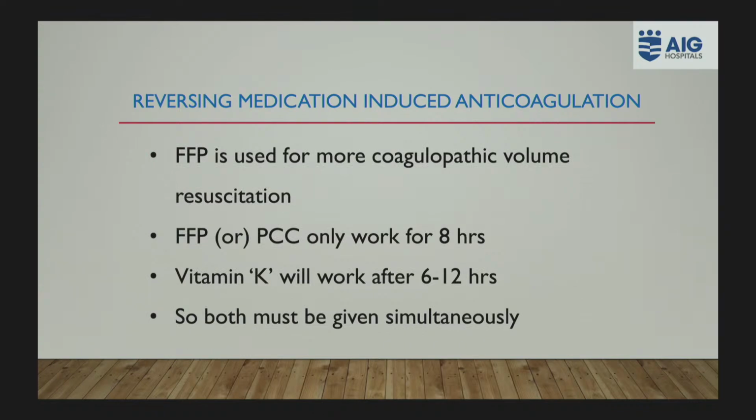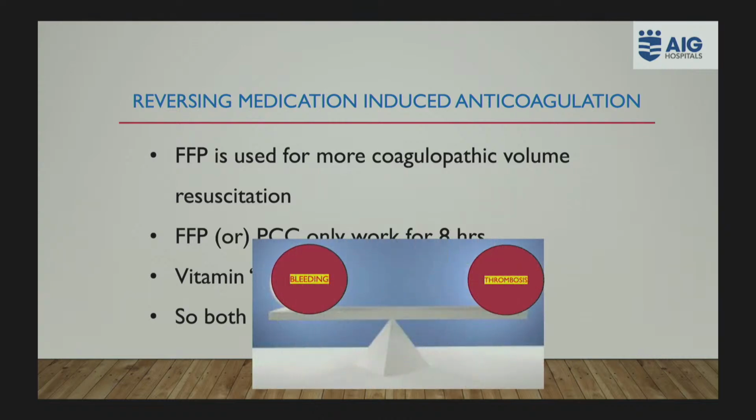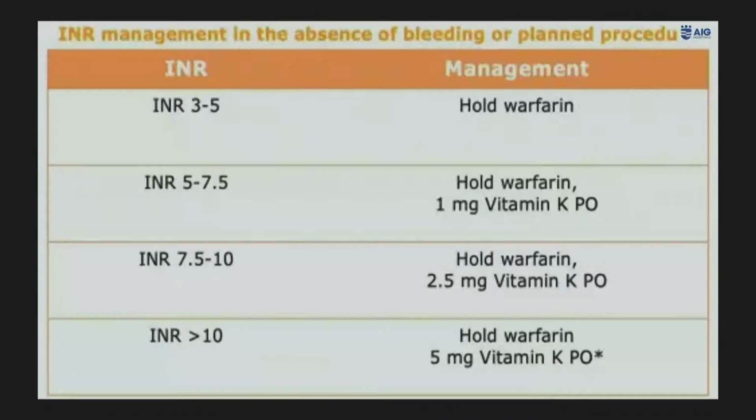A word about FFP. FFP is used for coagulopathic volume resuscitation because in exsanguinated hemorrhagic patients, FFP will actually aid in filling the volume while at the same time correcting the coagulopathies. FFP or PCC only work for 8 hours. Vitamin K will work after 6 to 12 hours, so both must be given simultaneously to reverse the effect. Again, bleeding and thrombosis, we need to take a balanced decision.